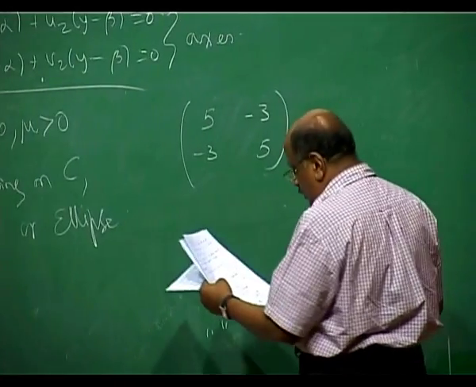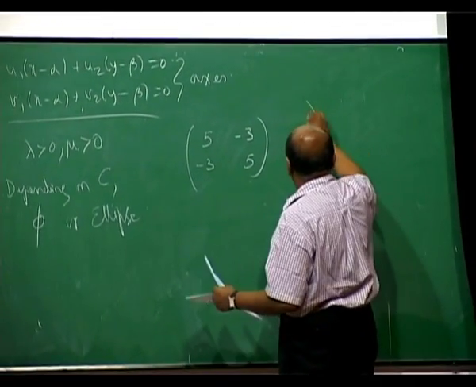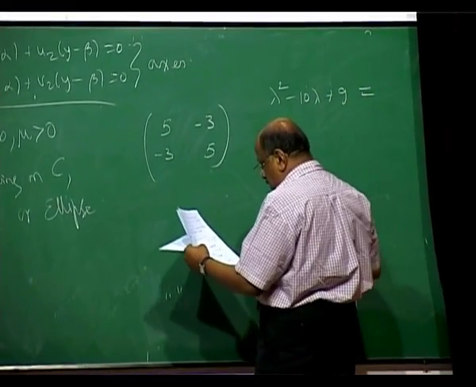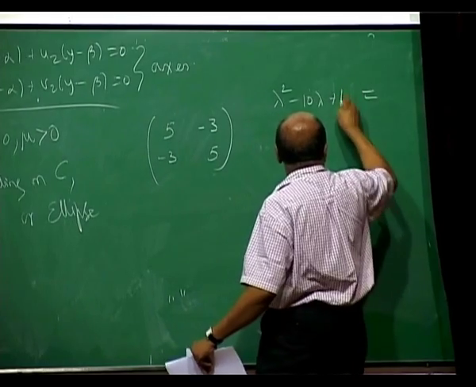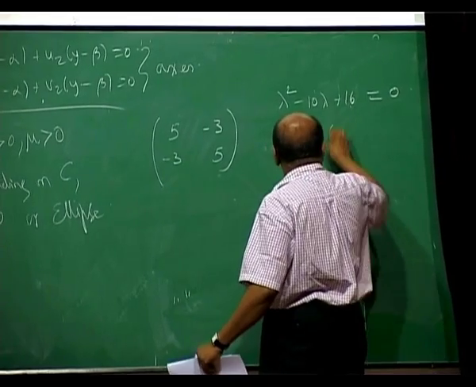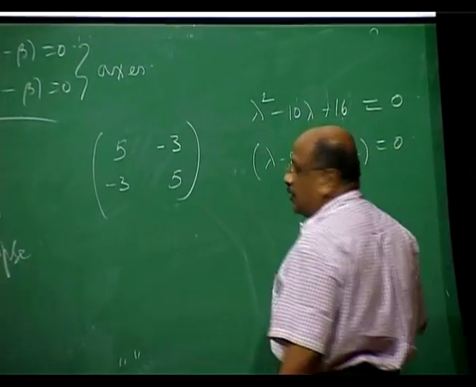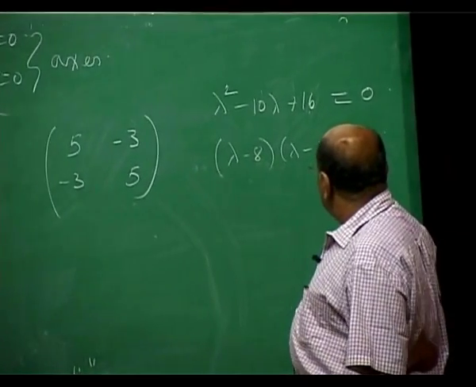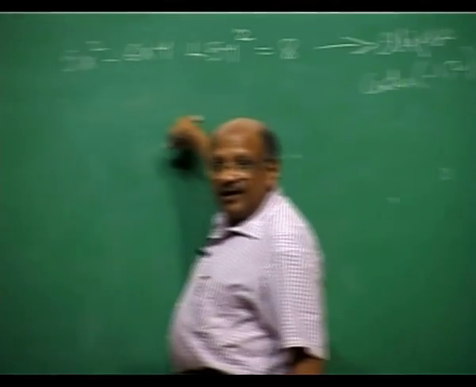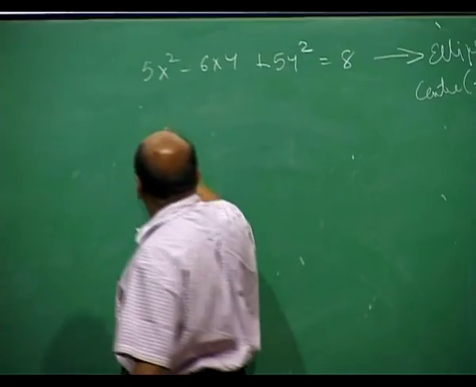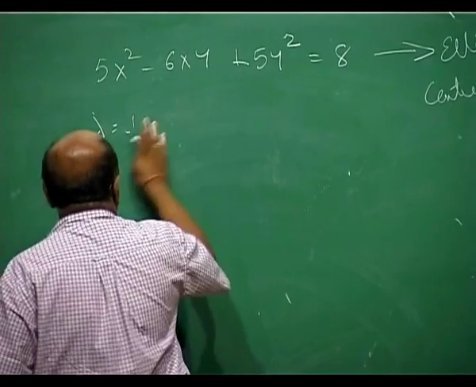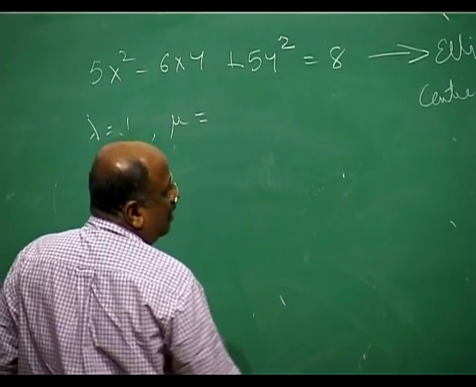So your characteristic equation is lambda square minus 10 lambda plus 9 plus 16 equal to 0, and that gives you lambda minus 8 into lambda minus 2 equal to 0. So the eigenvalues are 8 and 2, but for the eigenvalues of this one I will have to divide them by 8. So lambda equals 8 by 8, which is 1, and mu equals 1 by 4.